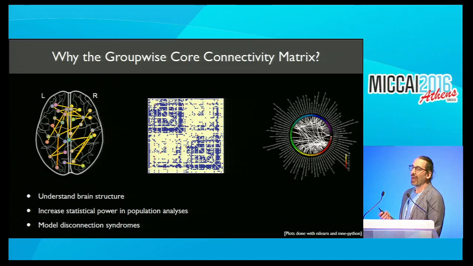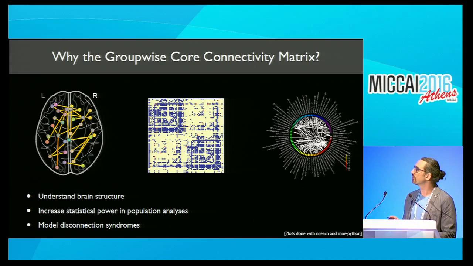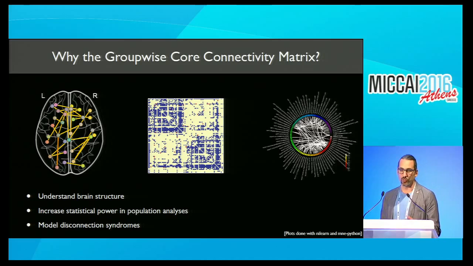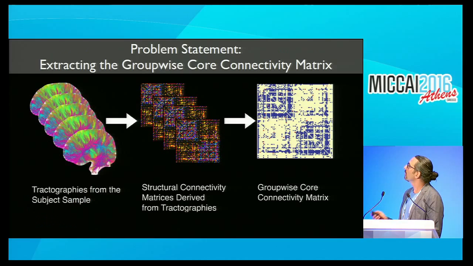The second one would be to increase statistical power in population analysis. If you're working with a smaller set of features and you're trying to grasp ideas from this or to test hypotheses, this will actually empower your study, which means reducing the number of subjects in the population. And finally, to be able to possibly model disconnection syndromes, which are believed to be at the origin of many, many pathologies.